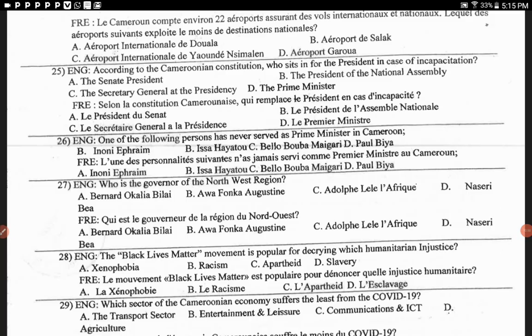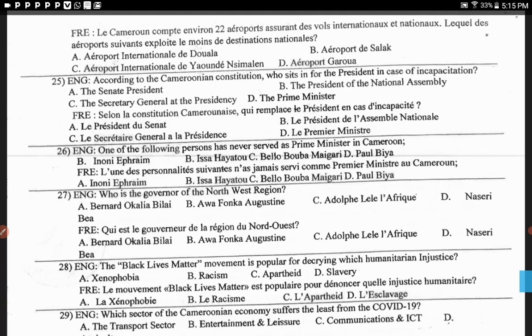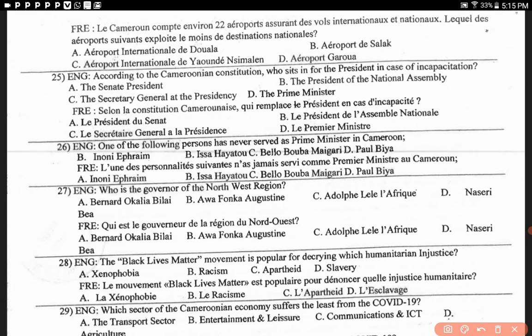Okay, question 27. No, question 26 first. One of the following persons has never served as prime minister in Cameroon. So we are talking about a person who has never been a prime minister in Cameroon. A. Ainoni Ephraim, he has been a prime minister in Cameroon. B. Issa Hayatou. Issa Hayatou has never been a prime minister in Cameroon.